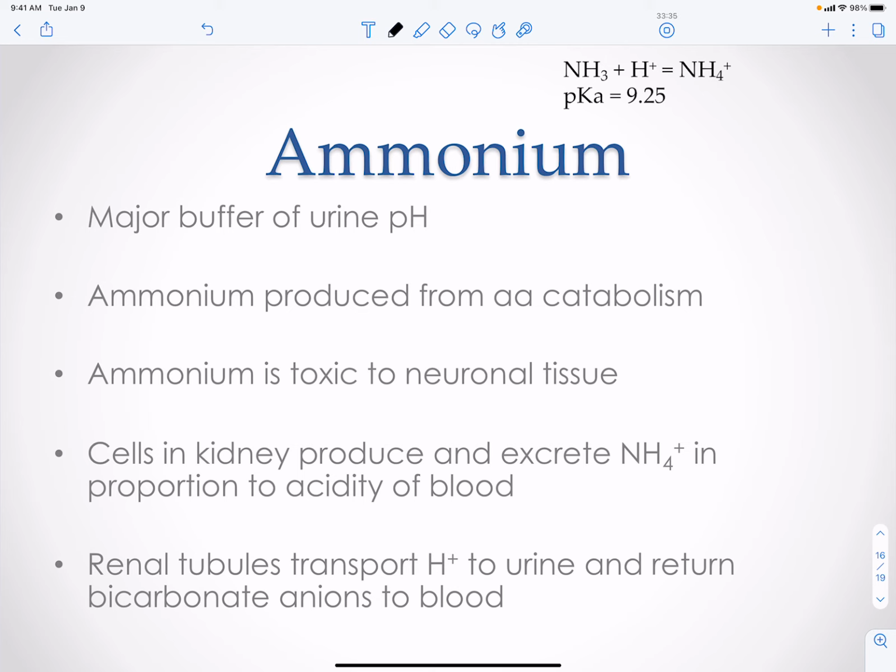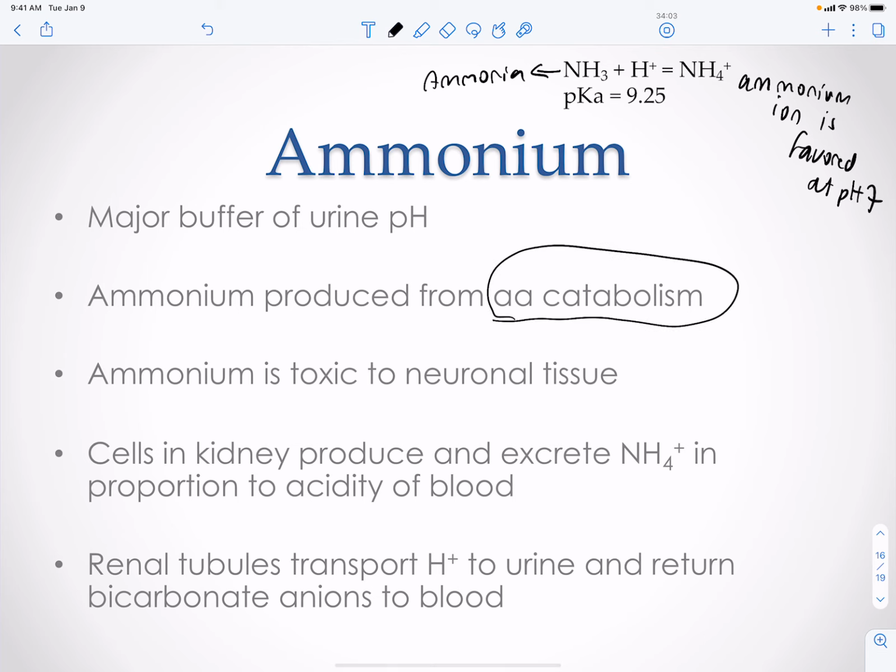So our ammonia is toxic. It has a pKa of 9.2, so the ammonium ion is favored at a pH of 7. So ammonium is going to buffer urine pH. It's going to be released in amino acid catabolism when you break down your proteins and amino acids. The ammonium is also going to be toxic to neural tissue.